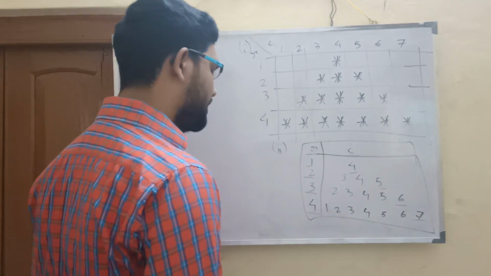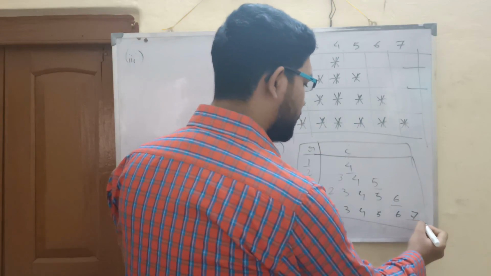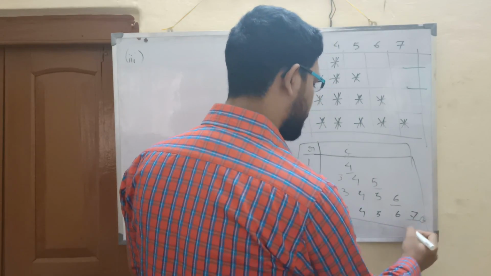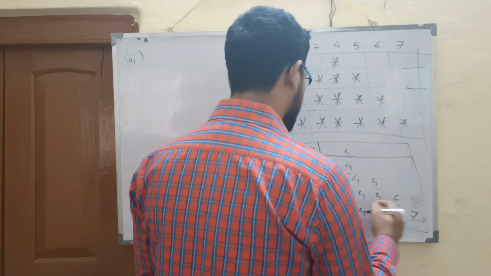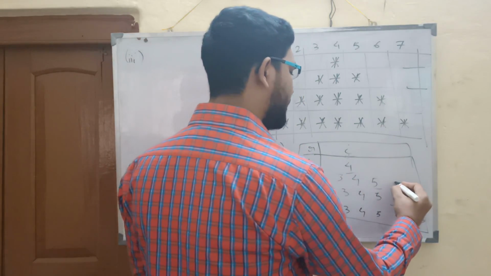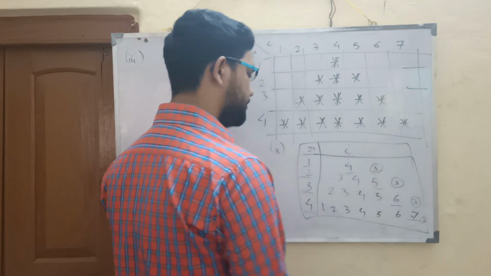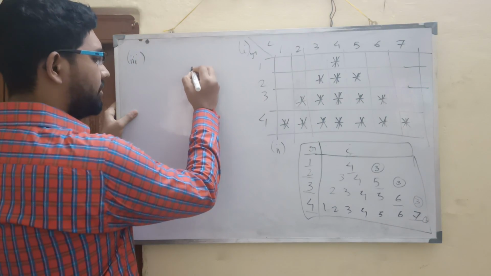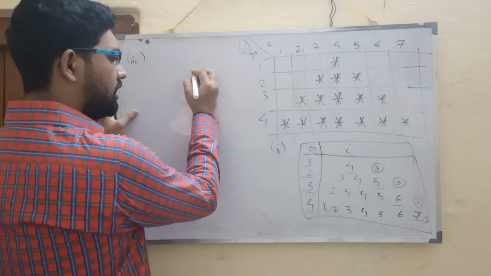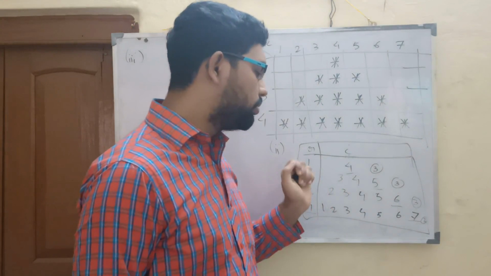So basically, you have to understand this. If you subtract 7 minus 4, you get 3. 6 minus 3, you get 3. 5 minus 2, you get 3 again, and 4 minus 1, you get 3 again. So our logic is that the column is being dictated by the position of the row.